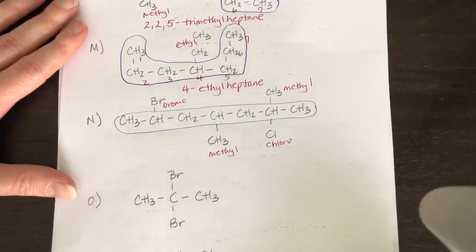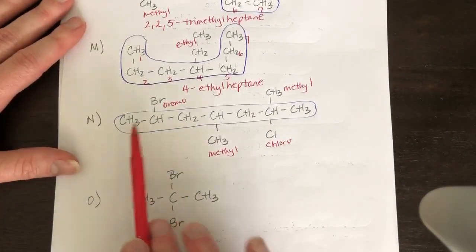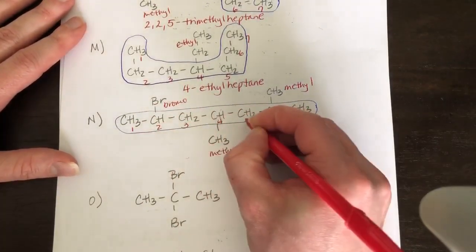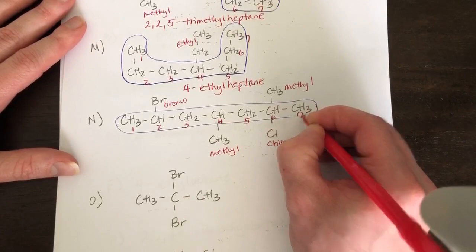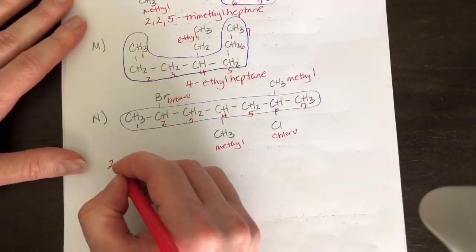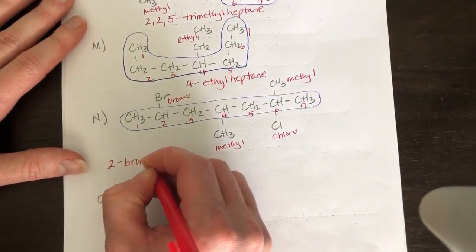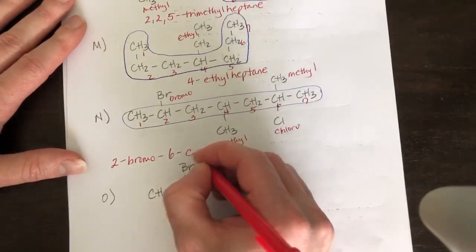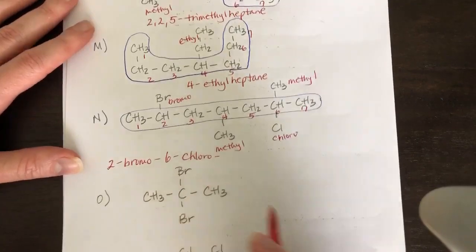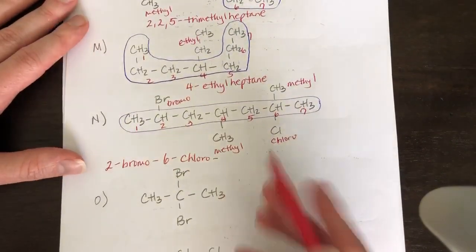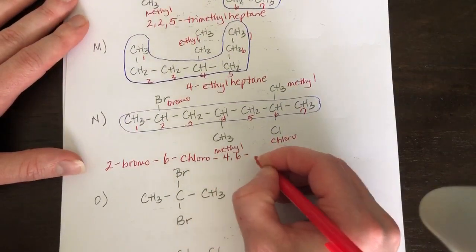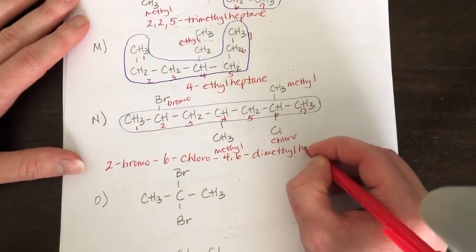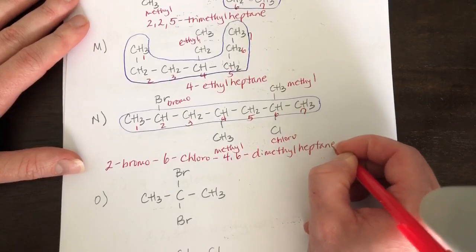Okay, so in alphabetical order, and we got to number this 1, 2. Bromo is going to come first in alphabetical order, so it's going to get the precedence. So this is going to be 2-bromo. Chloro comes next, 6-chloro. You got methyl coming off the 4 and the 6. 4,6-dimethyl. It's going to be heptane because it's 7 carbons long.